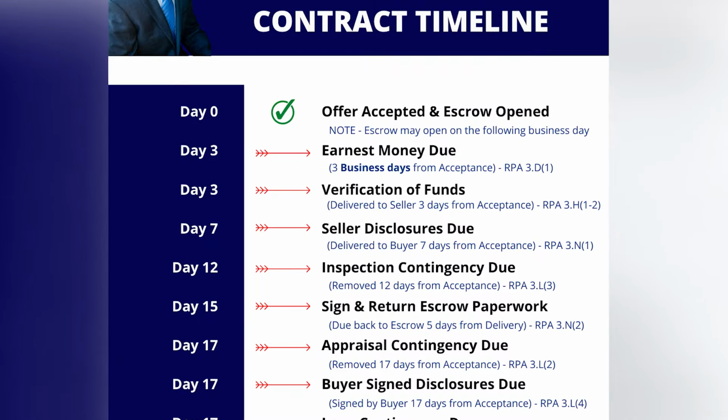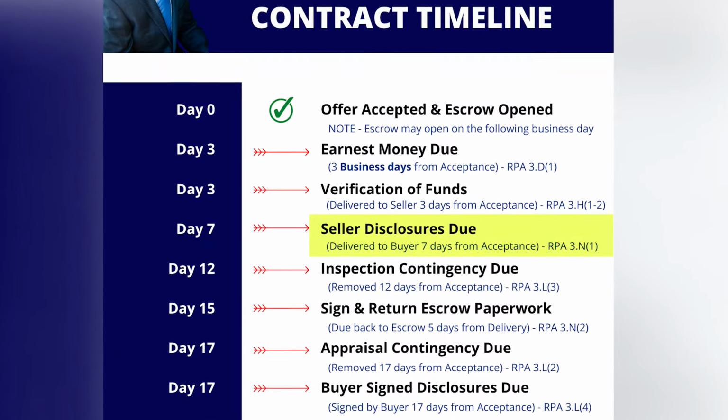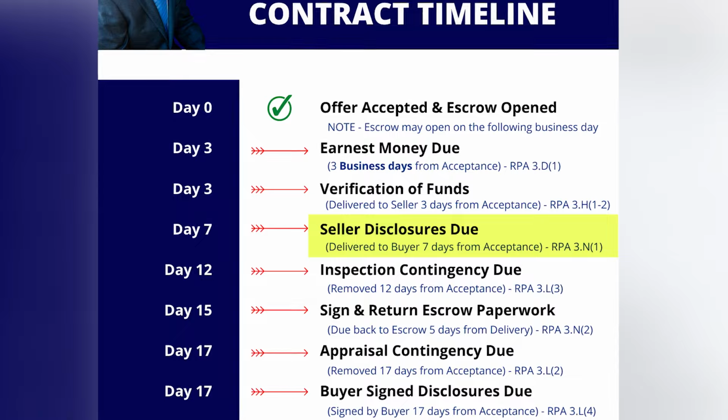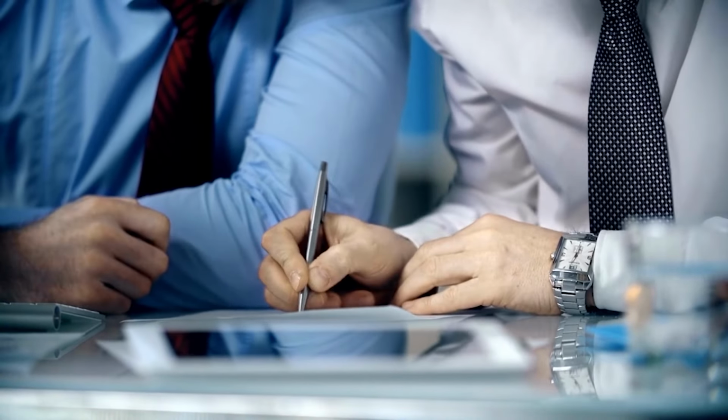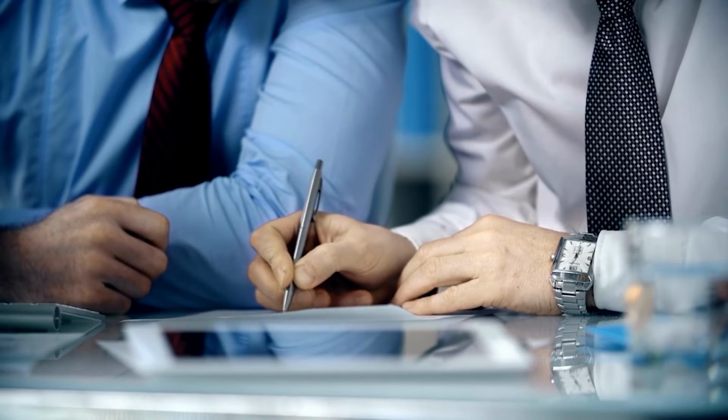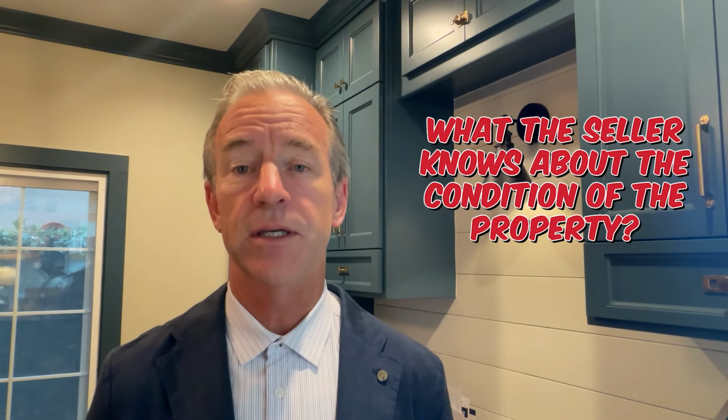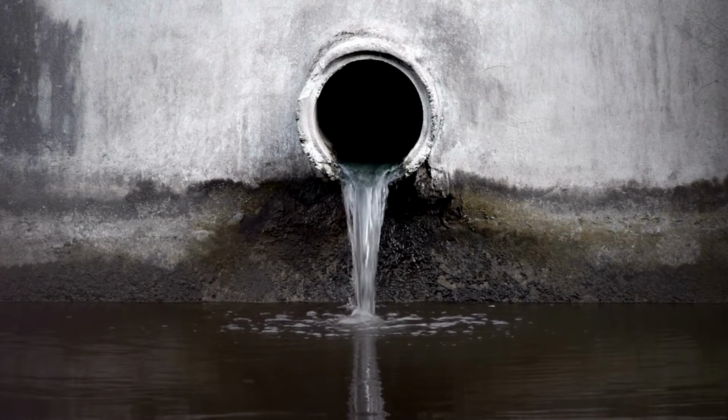Now, by day 7, the seller's disclosures are due, and the seller is required to fill out the seller transfer disclosure statement and a seller property questionnaire, which discloses what the seller knows about the condition of the property. In addition to the disclosures, the required point of sale reports, such as the sewer lateral report that is required by the City of Ventura, must also be provided within this time frame.